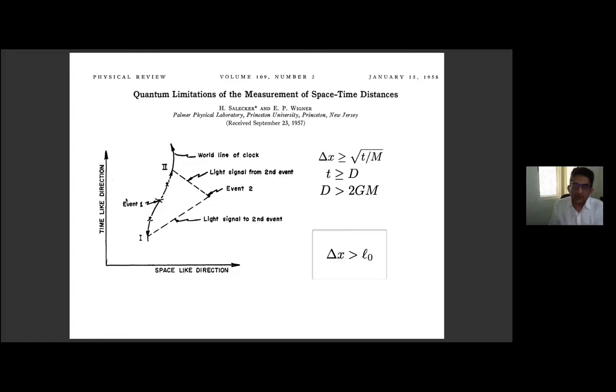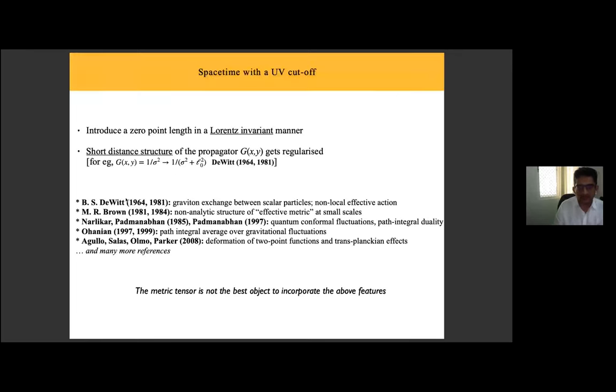And then you can use non-relativistic quantum mechanics itself and the fact from GR that events beyond the event horizon cannot be probed to arrive at such bounds. So what I am trying to say is that these are very, very generic results, which you can get by using basic principles of quantum theory and general relativity. So here are then the two key inputs that I'm going to use.